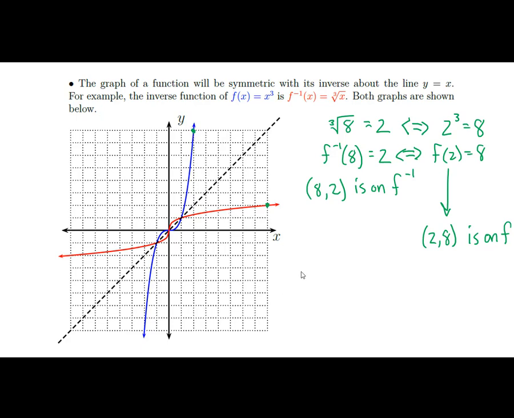So what we can say now is that if any particular point (a, b) is on f, then (b, a) is on the inverse. Then (b, a) is on the inverse, okay? And so essentially what you're doing is you're just swapping the x and y values on the graph.